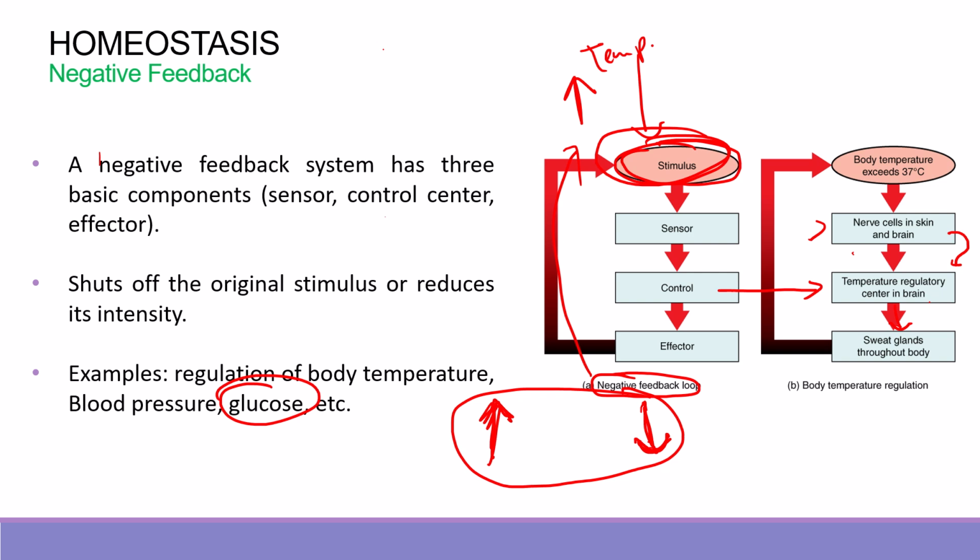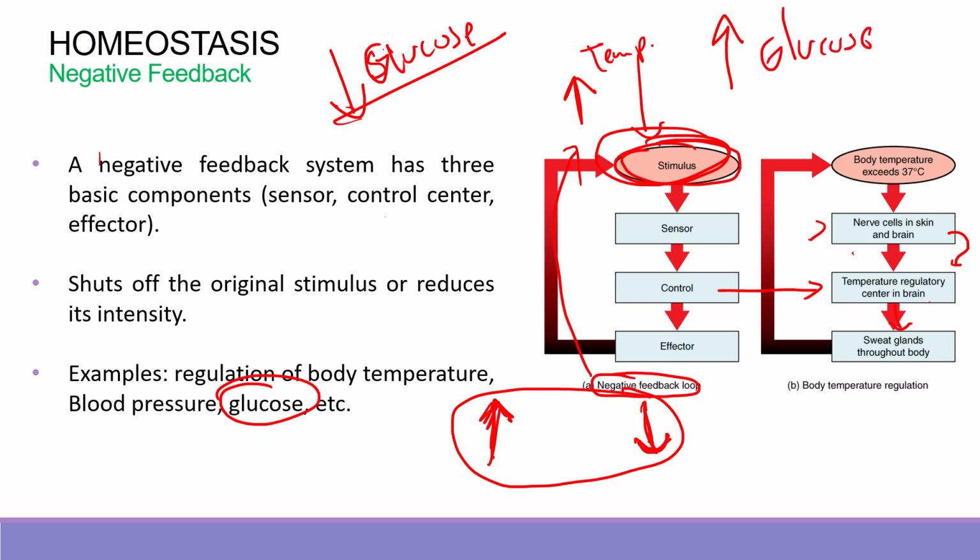If the stimulus is, for example, low sugar, low glucose, that's the stimulus. A negative feedback loop refers to the ways your body will try to do whatever is possible to bring the sugar levels back up. So we have the problem and we have a solution. And that's the way we maintain homeostasis.